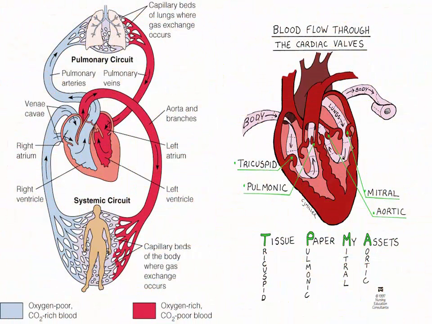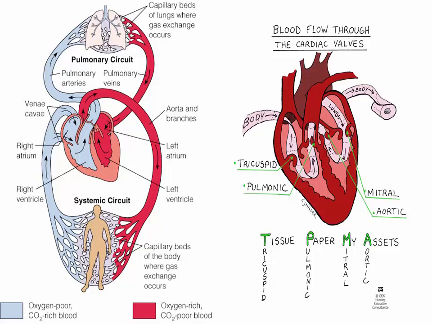So if we look at first the circulation, of course the center of the circulation essentially is the heart. The heart functions as a two-sided pump. The right side of the heart pumps blood into the lungs, and the left side of the heart pumps blood into the body.